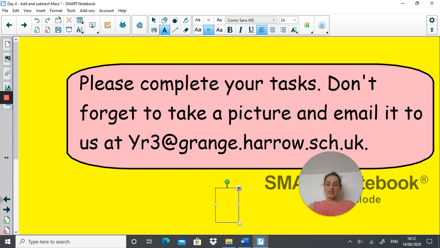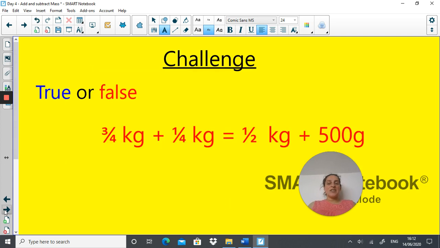If you fancy a challenge, here it comes. The challenge is true or false. 3/4 of a kilogram plus 1/4 of a kilogram is the same as 1/2 a kilogram plus 500 grams. Some of you might be looking at it and say yes or no. Some of you might need to work it out. It's absolutely fine. But once you've worked it out, let me know if you think it's true or false.